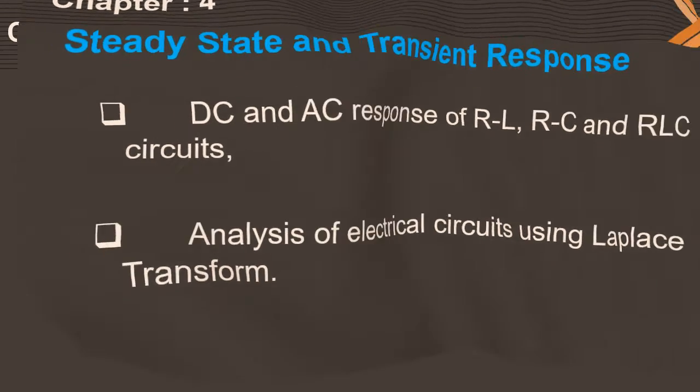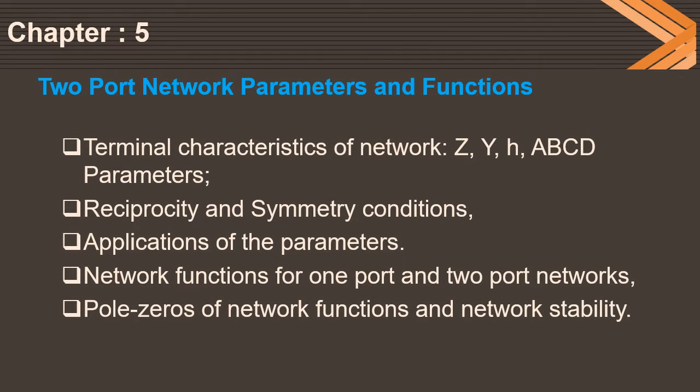The fifth chapter depends upon the two-port network parameters. So for two-port networks, when you apply the input and the output, we see how the network can be connected, and how you can simplify the network, transmission lines and other parameters. That is possible with the help of two-port networks. Here the various types of two-port network parameters are Z, Y, H, and ABCD. We will see what is meant by Z, Y, H, and ABCD. Apart from that, we will learn about reciprocity and symmetry conditions. Along with that, we will go through the network functions with poles and zeros.